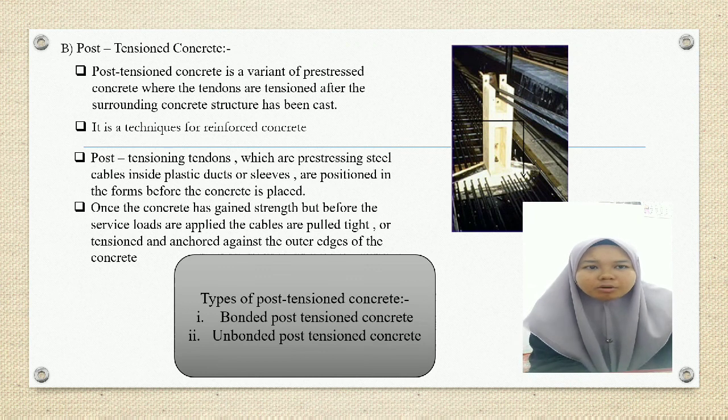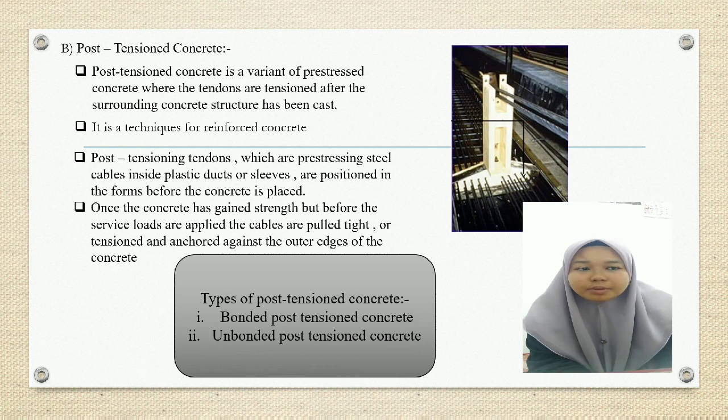The second method of prestressed concrete is post-tensioned concrete. Post-tensioned concrete is a variant of prestressed concrete where the tendons are tensioned after the surrounding concrete structure has been cast. It is a technique for reinforced concrete. Post-tension tendons, which are pressurized steel cables inside a plastic duct or sleeve, are positioned in the forms before the concrete is placed. Once the concrete has gained strength, but before the service load is applied, the cables are pulled tight or tensioned and secured against the outer edge of the concrete.